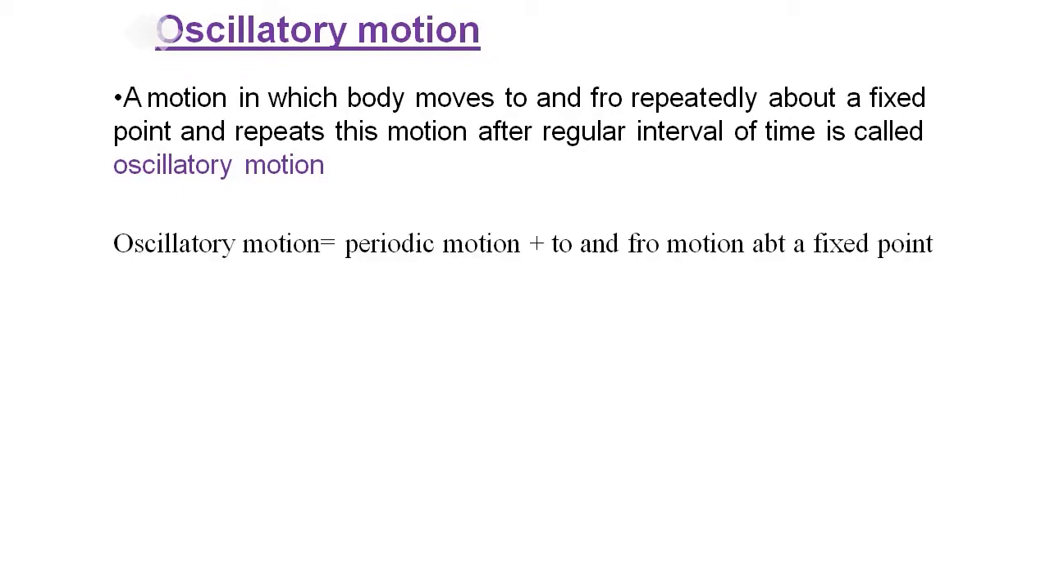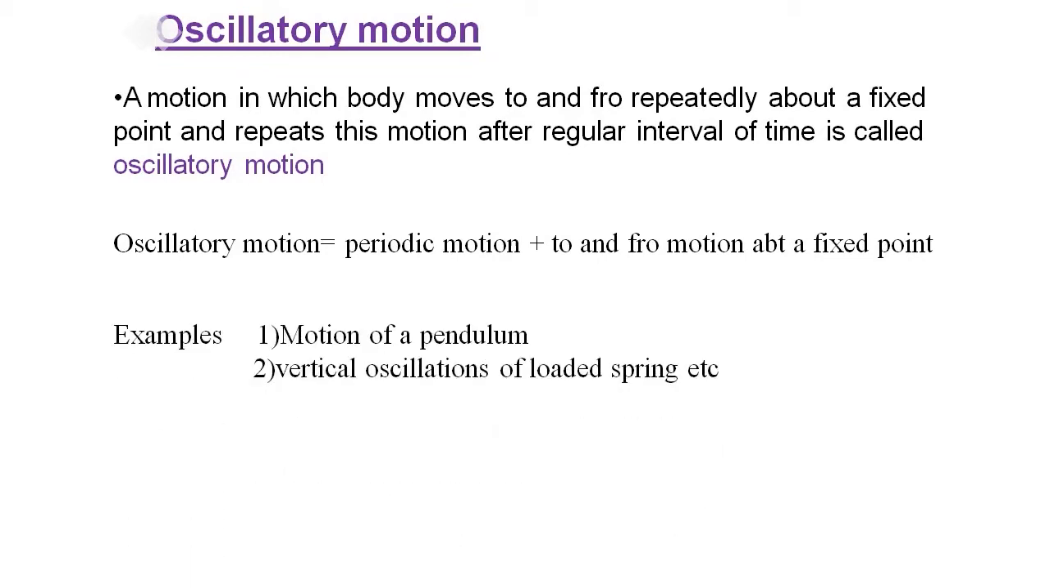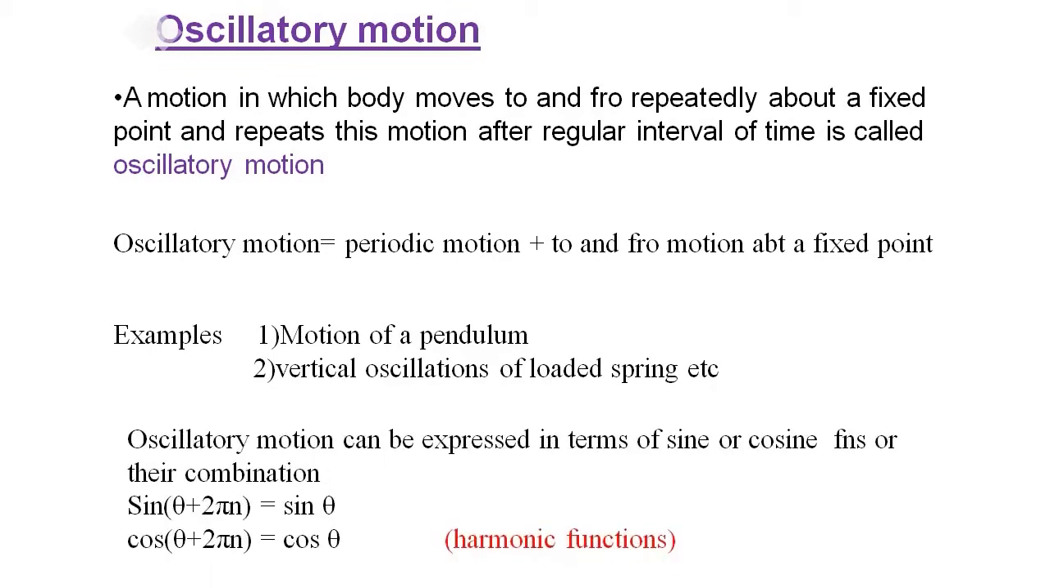So oscillatory motion can be split up into periodic plus to and fro. That is, periodic motion plus to and fro motion about a fixed point comes under oscillatory motion. Examples are the motion of a pendulum, vertical oscillations of a loaded spring, etc. In these, the motion repeats, but also there is a to and fro motion about the point of equilibrium.